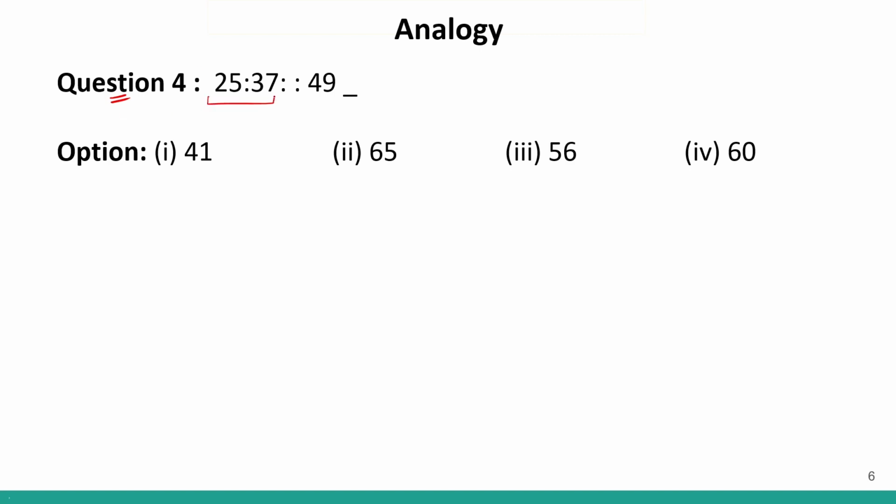Question number 4, this is the first pair. So first we will find the relationship between the first pair and then we will find the missing element in the second pair. Now if you remember, 25 is basically 5 square and 37 can be written as 6 square plus 1. How? 6 square is 36. So here we have a number, we have squared it. Then the next element is basically the next number square plus 1.